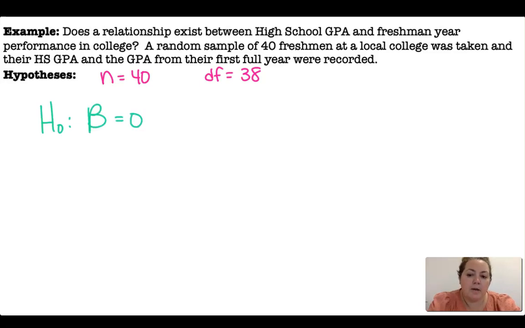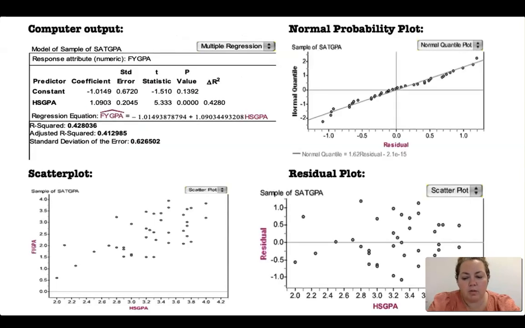So my hypothesis would be that beta, the population slope, is equal to 0. The alternative would be that beta is not equal to 0. They didn't really say, they just said, does a relationship exist? So I don't know if it's supposed to be higher, greater in college, or less in college. So we're going to go with the not equal to.